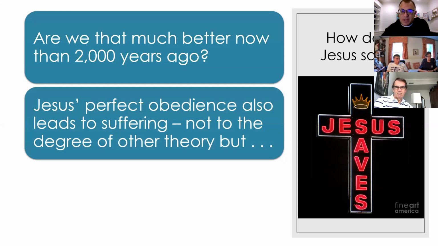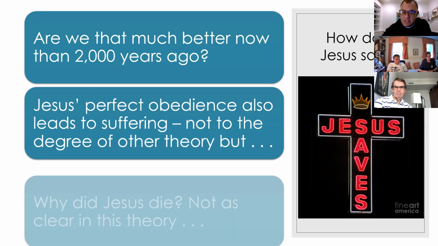And while Jesus' perfect obedience also leads to suffering, not to the degree of substitutionary atonement theory, there's still this idea that Jesus suffers as part of God's plan in this theory, right? That God had it all mapped out and planned. Jesus is obedient even to the cross, and again, that suffering is still part of our experience, and we too will suffer. So we don't get out of that. In this situation, we get out of God as bloodthirsty tyrant, but we don't get out of suffering.